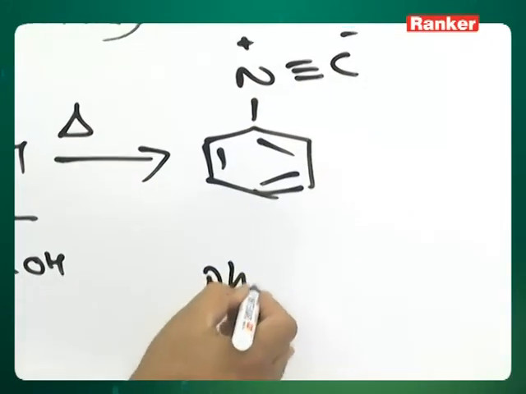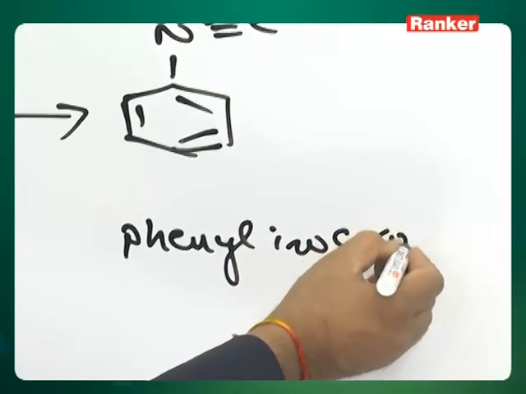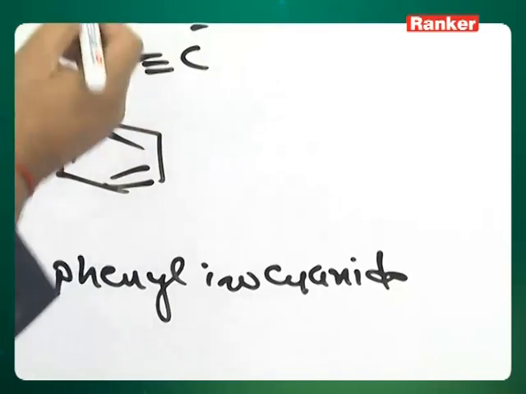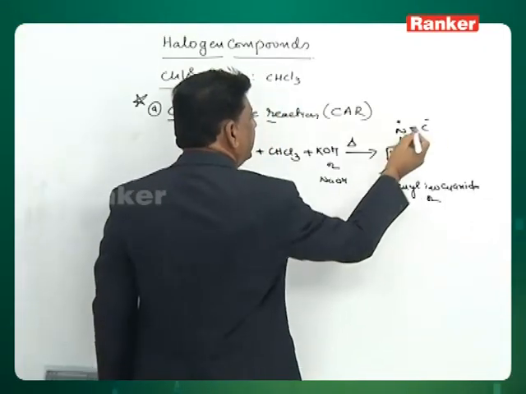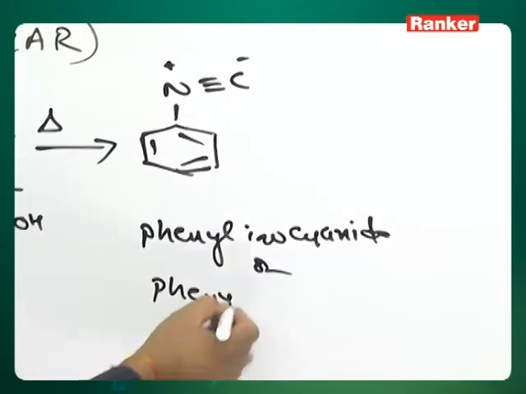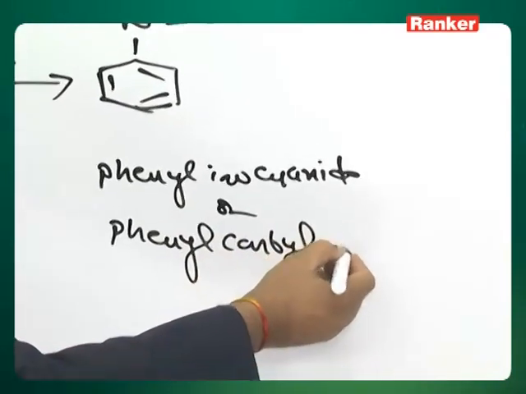Called phenyl isocyanide. Phenyl isocyanide. This is the radical function. The function is isocyanide, so, phenyl isocyanide. The same thing is also called phenyl carbyl amine. This is the IUPAC nomenclature in fact. Phenyl carbyl amine is the IUPAC nomenclature.